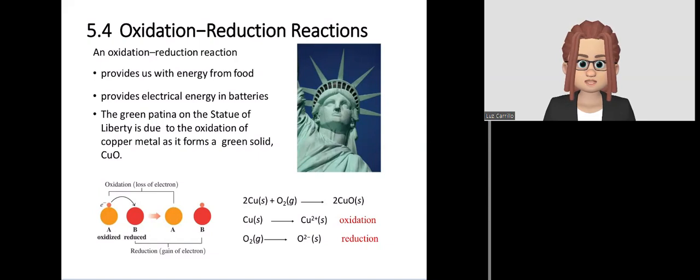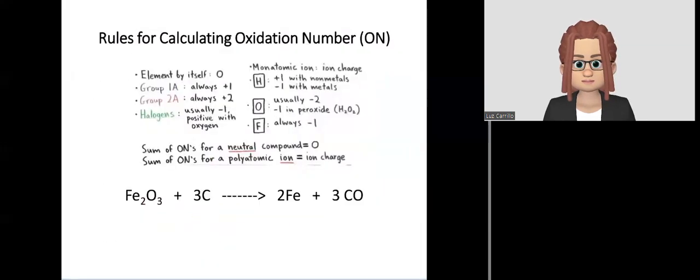Let's now explore how we determine oxidation numbers for chemical reactions. When it comes to this, there are rules for calculating the oxidation numbers. These general rules you see summarized in this slide. Rule number 1: if you have an element by itself, its oxidation number is 0.